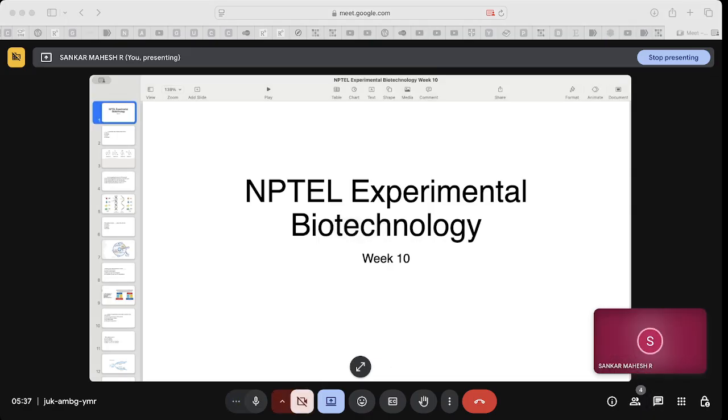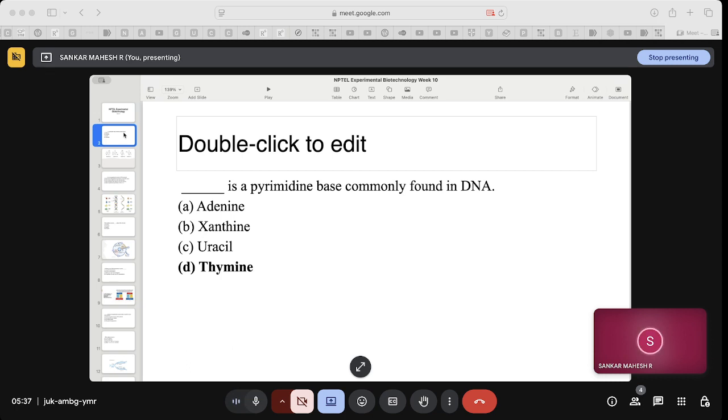So to start with, the first question is: dash is a pyrimidine base commonly found in DNA. Four options are given here: adenine, xanthine, uracil, and thymine. Whoever knows the answer can take a couple of minutes to think and first differentiate what pyrimidine and pyridine is. There are two different types of bases found in DNA. Once you differentiate the structural differences, then we'll look at the pyrimidine base.